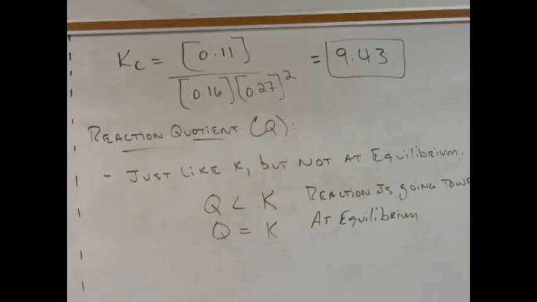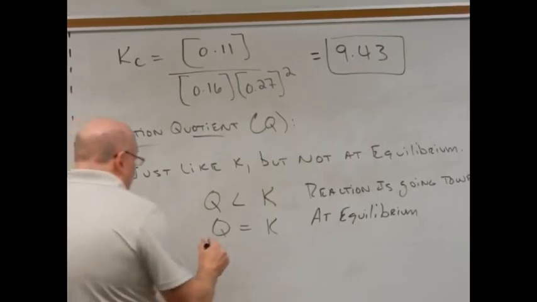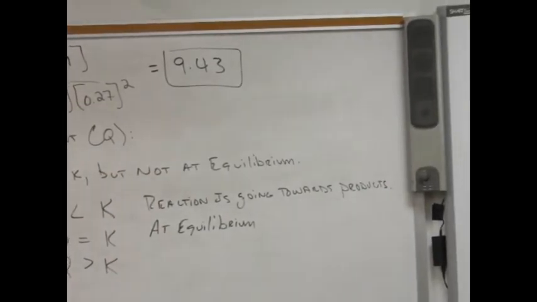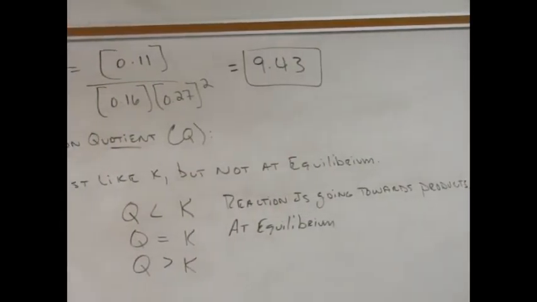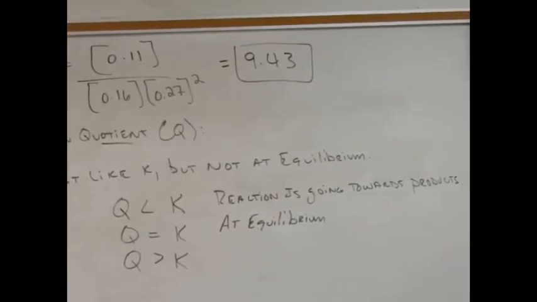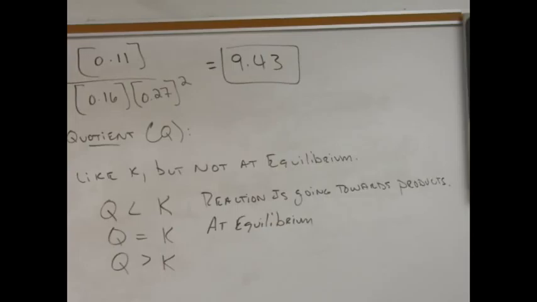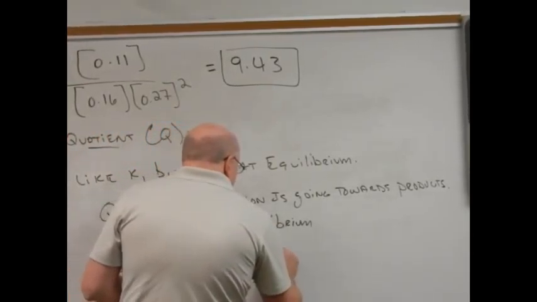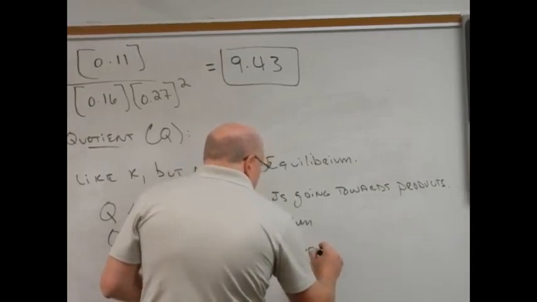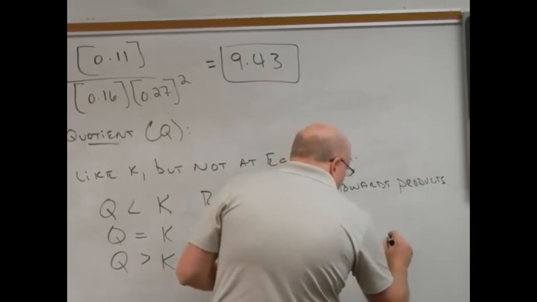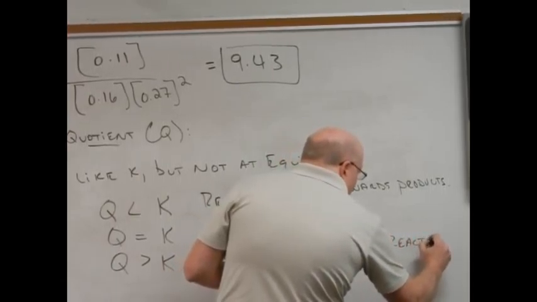If you measure your concentrations and you find that Q is greater than K, that means the reaction's actually gone beyond equilibrium. It's settled beyond where you think. And this will happen. Sometimes the reaction will go forward a little bit and then back up. This is essentially the reaction will move towards the reactants. It's got to back up a little bit.